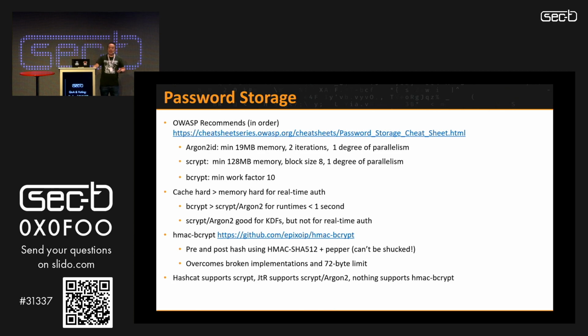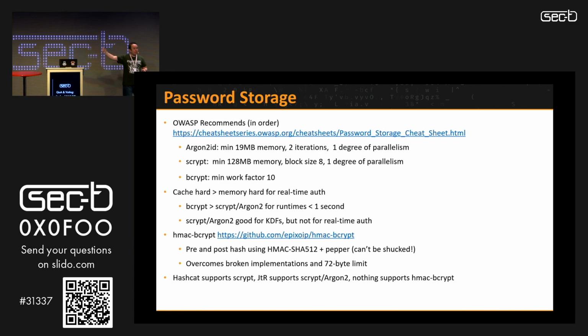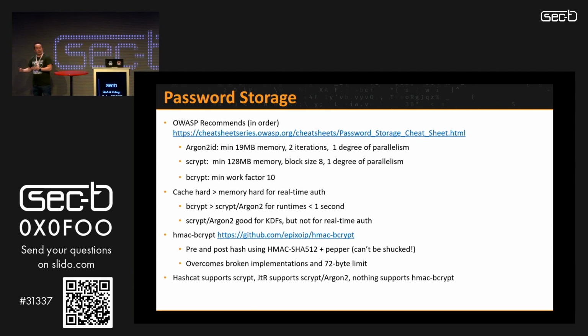So it uses HMAC SHA-512, adds a pepper. The pepper is going to prevent shucking straight off the bat. Base64s it. It then bcrypts the value and then post-hashes it again with HMAC 256. Get your pepper, store it in an HSM, keep that safe somewhere. That overcomes broken implementations of bcrypt that do exist, and that overcomes bcrypt's 72-byte character limit as well. So it's really, really good. We're just not far enough along yet to get the uptake that I feel it deserves.